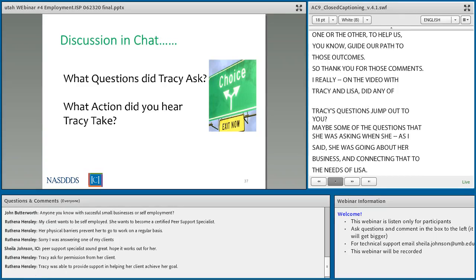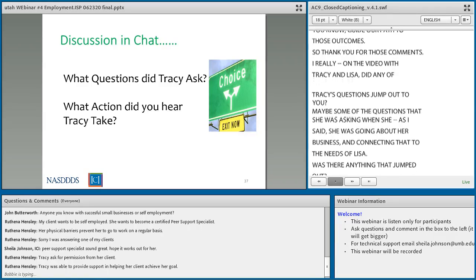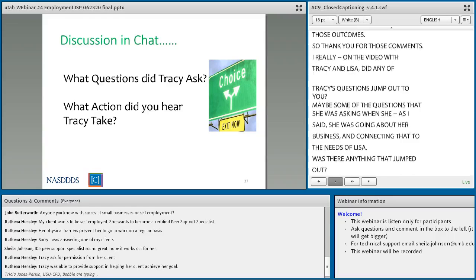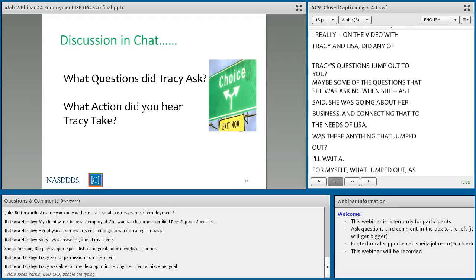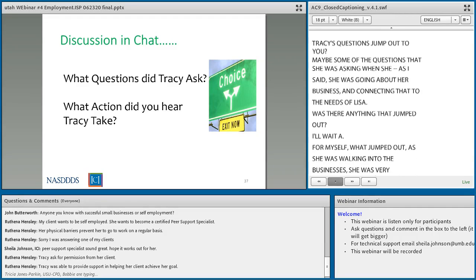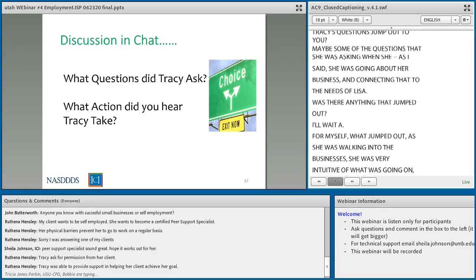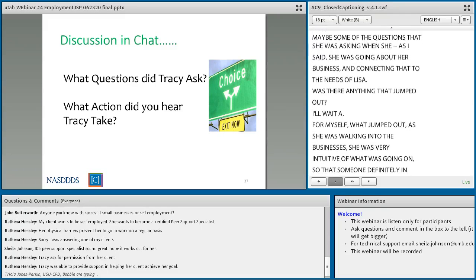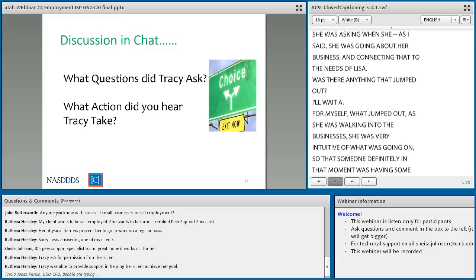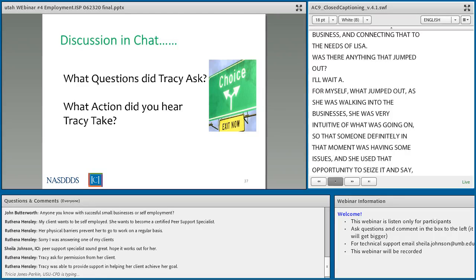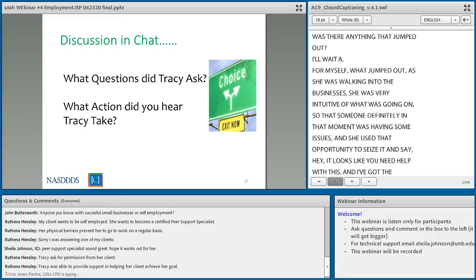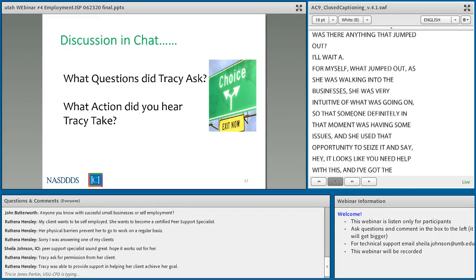I'll wait a second. For myself, what really jumped out is when she was walking into the businesses, she was very intuitive of what was going on, so that someone definitely in that moment was having some issues, and she used that opportunity to seize it and say, hey, it looks like you need help with this, and I got the right person. Ruthina was saying Tracy was able to provide support in helping her client achieve her goal.